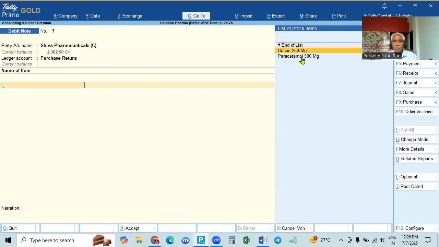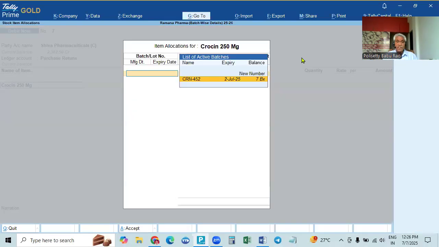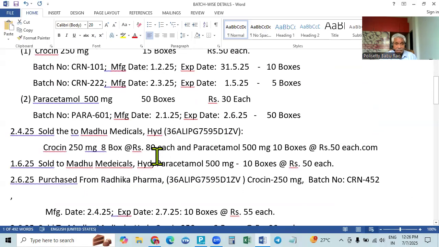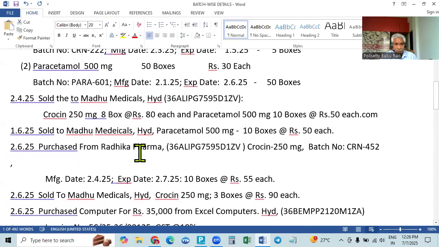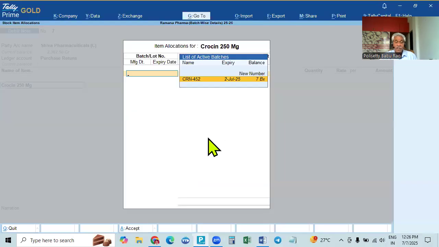This is the return we are making. See, when you are making the entries, the expired items will not be shown in the balance or the sales voucher. So here we are returning the expired items, but another batch is there. Another batch we purchased from Radhika Medicals: we purchased 10 boxes and 3 boxes sold. It is still valid, the expiry date is 2nd July. So this is the active second batch, and the first one expired, so it is not showing. But that expired batch, the items, we have to return them.